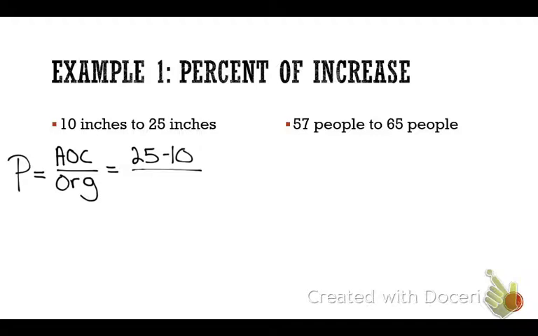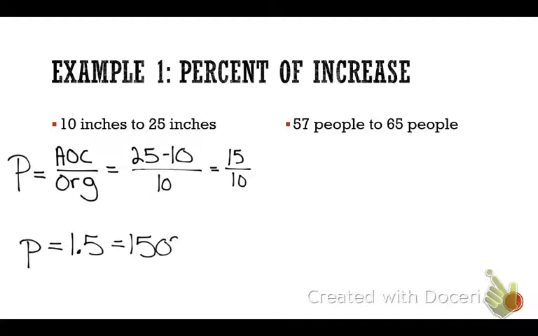So which one is the original amount? 10. That's my starting point. So I have 15 divided by 10, and now I change that over to a percentage. P equals 3 over 2, but then change it to a percentage. 1.5. Now change it to a percentage. Yes. So it's 1.5, which is 150%. And if the example didn't tell us it was an increase, I can clearly see it's an increase because it's going from 10 up to 25. And then you box it in as your answer.